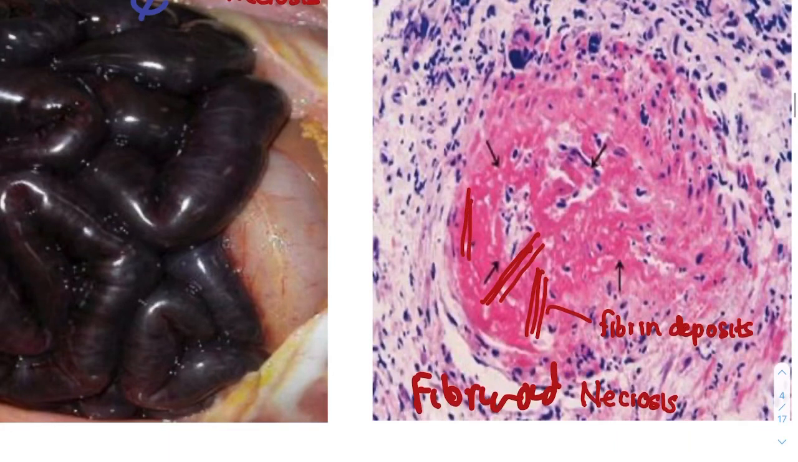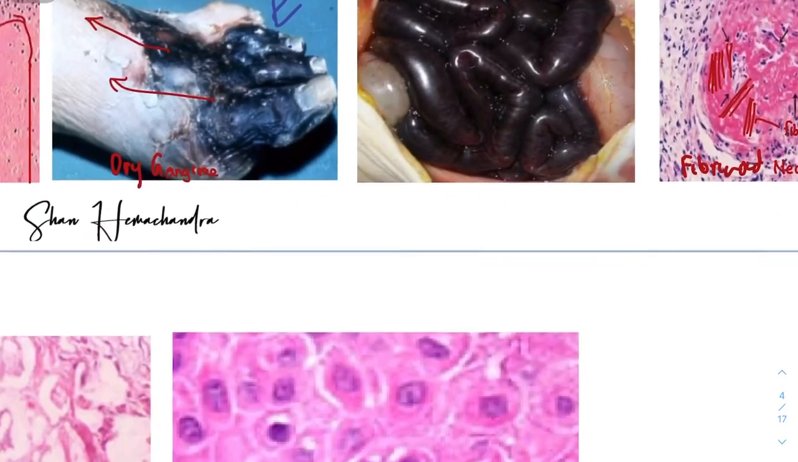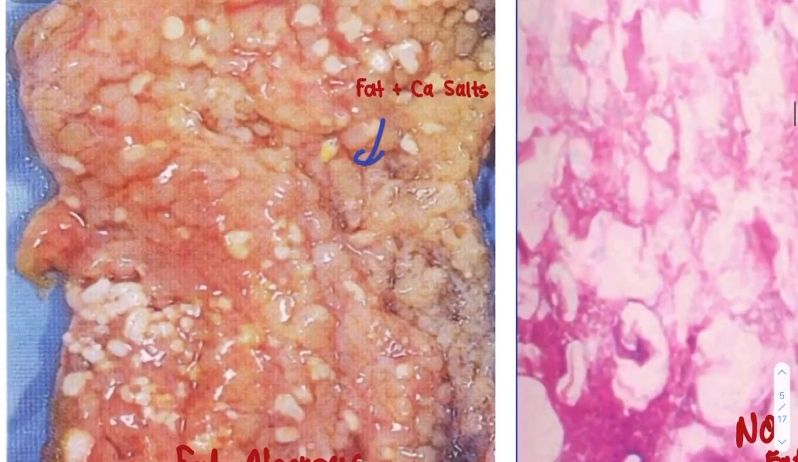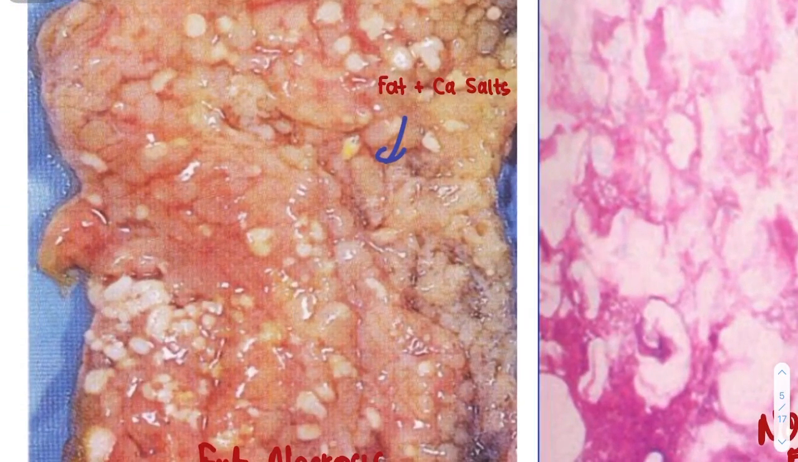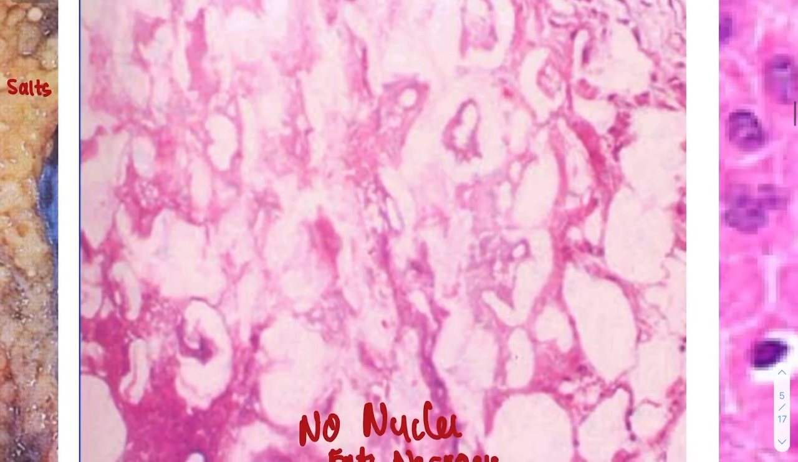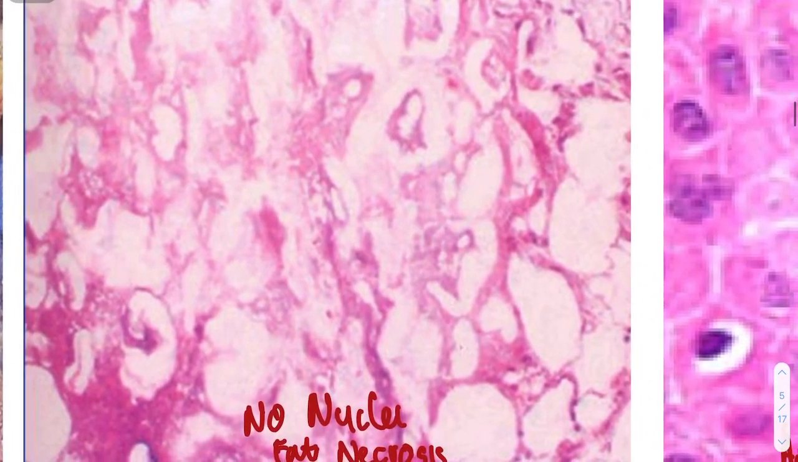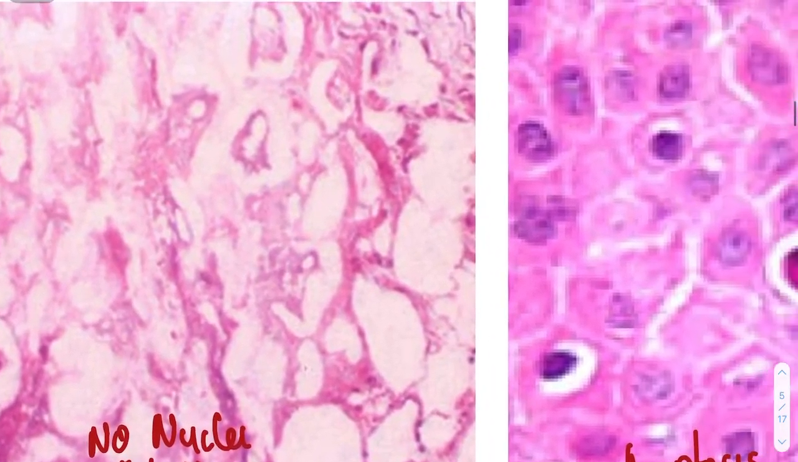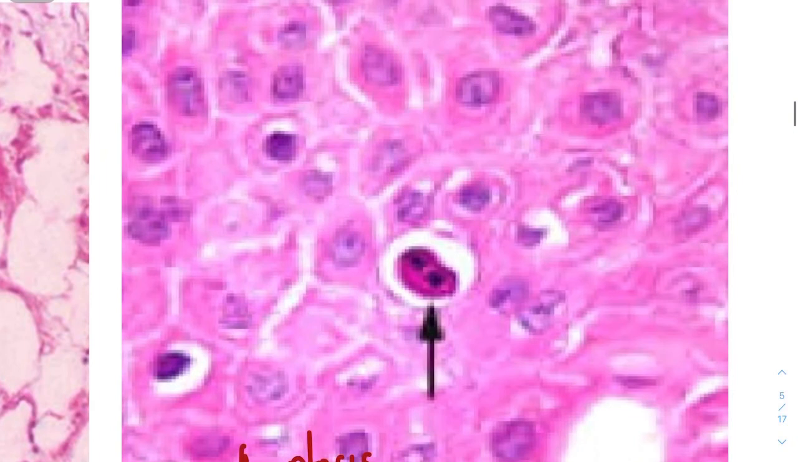straight fibers of fibrin. This is fat necrosis. Fat and calcium salts precipitate. You can see no nuclei. There's fat accumulated there. And apoptosis. The cell has shrunk from its normal size.